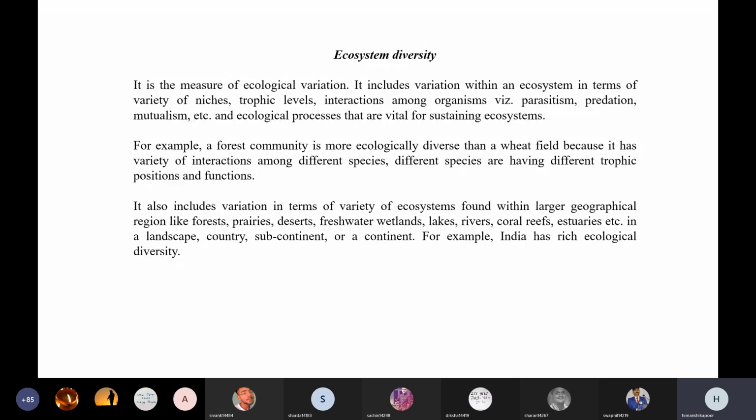So you understand the three diversities. One is the genetic diversity, second the species diversity, and third the ecosystem diversity. Are you also understanding the level of each diversity? Which diversity is at the micro level and which is at the macro level? Genetic one is the micro level.